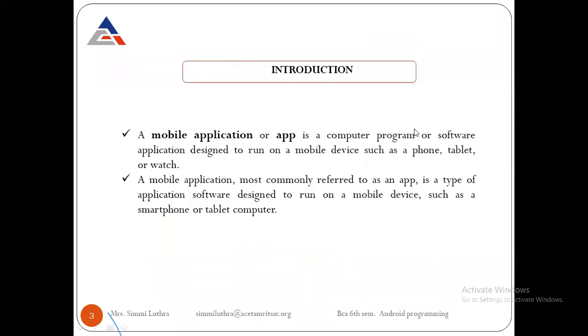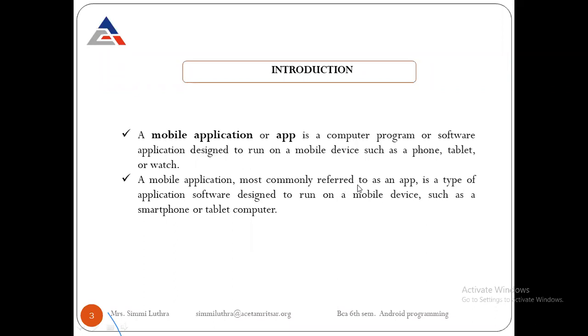The next term is mobile application or app. So what is a mobile application or app? A mobile application or app is a computer program or software application designed to run on a mobile device such as a phone, tablet, or watch. Mobile applications frequently serve to provide users with similar services to those accessed on PCs. Apps are generally small individual software units with limited functions.